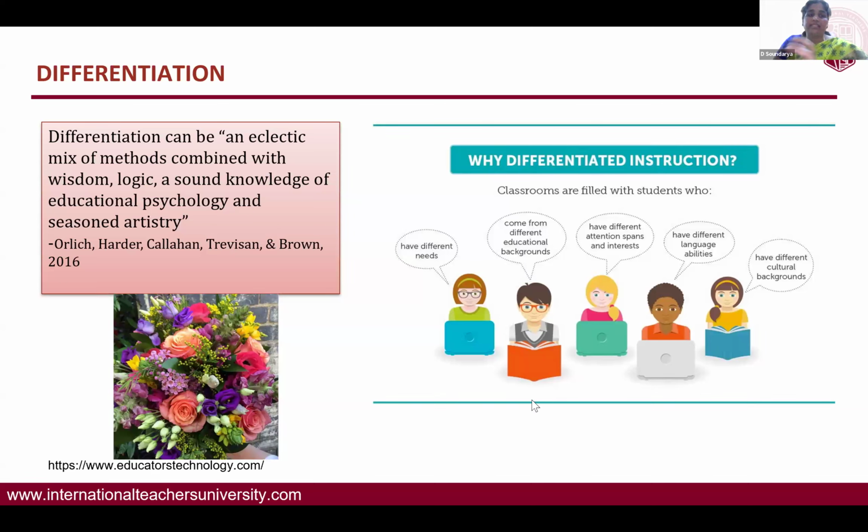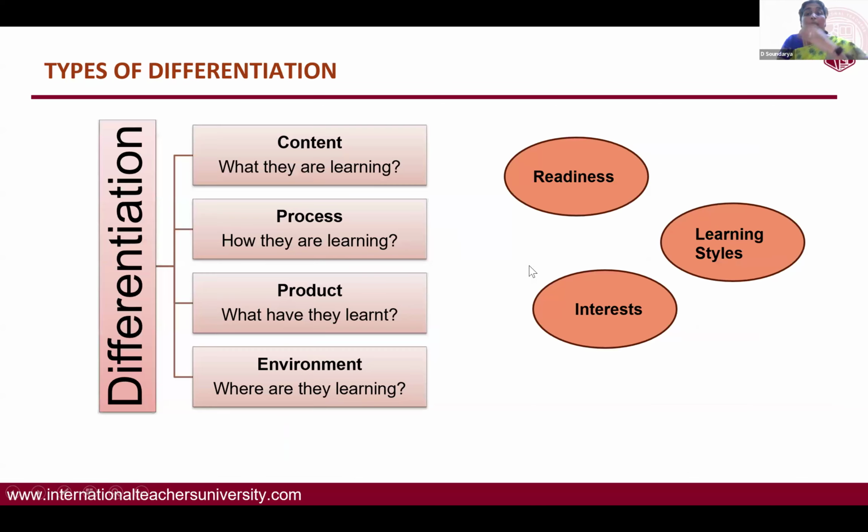When we talk about differentiation, it can be an eclectic mix of methods combined with wisdom, logic, sound knowledge, psychology, and artistry. So basically, at what levels can we bring about this differentiation in our class? Let us go into the methods by which we can differentiate. The first one, how we can differentiate among our learners, is based on the content. And within the content, we can differentiate based on their readiness, their learning styles, or their interests.